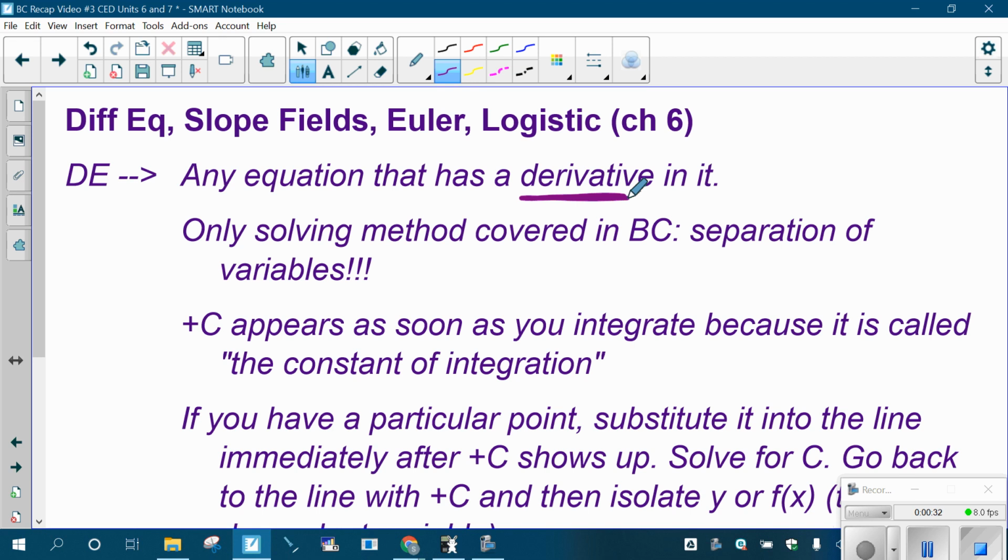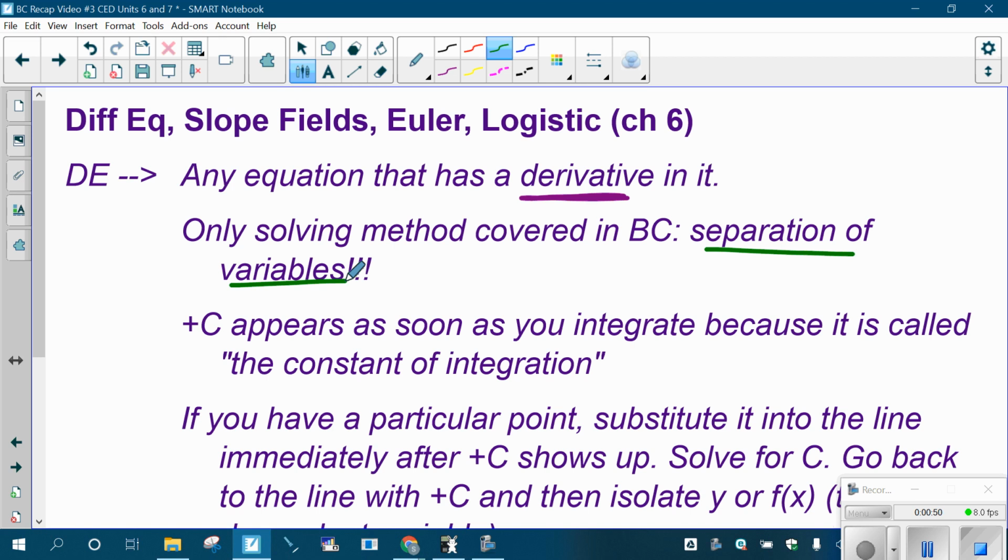Solving differential equations is a huge topic. You guys will all take a class on it in college because you're going to study math or engineering. But for our purposes, we only learned one technique to solve differential equations, and it was called separation of variables. Okay, we'll talk about that. It's very important that you know that one technique.